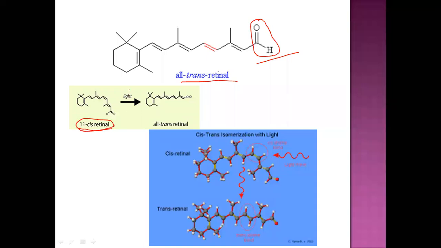Okay, so after the absorption of light, what happened? This bond is a cis bond. This one.